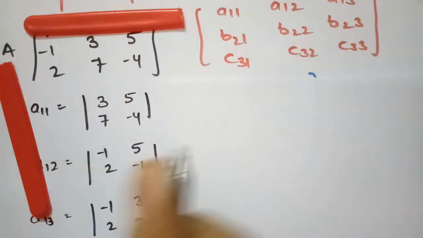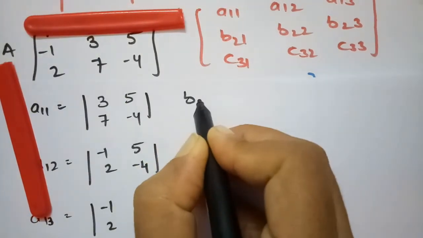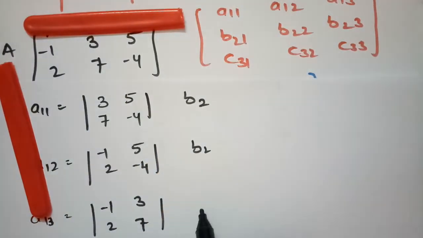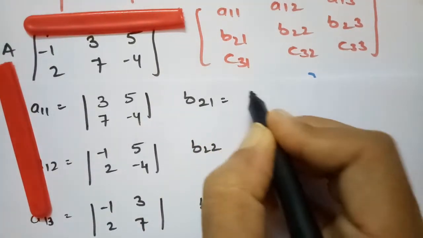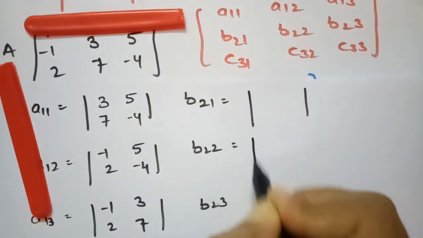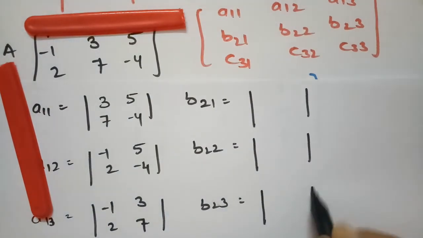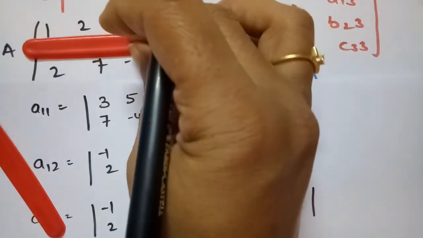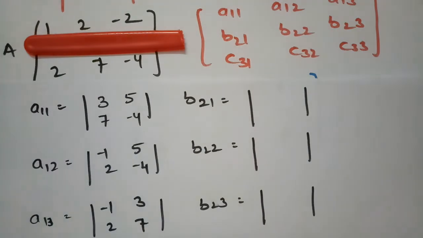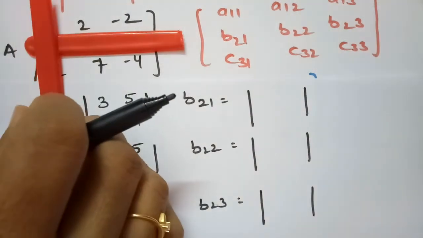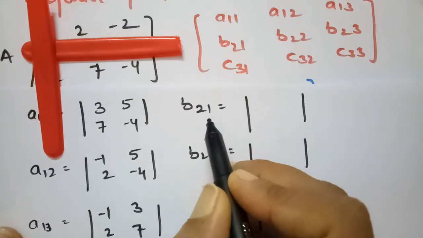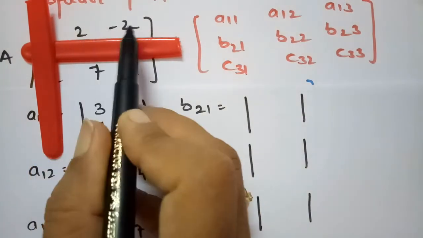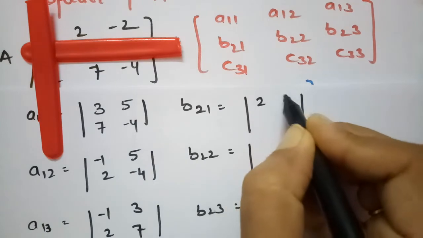The next one is B, the second row, with first column, second column and third column. Then the matrix will be, I'm shifting to the second row, and now if I close the first row, second row, first column, then 2, minus 2, 7, minus 4.